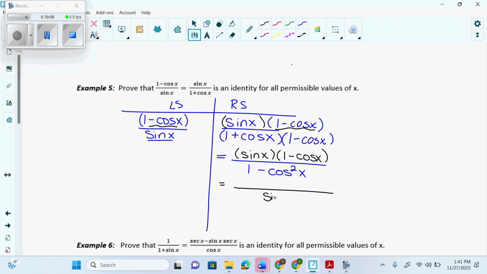So we're going to get sine squared x here. And then on the top we have sine x times 1 minus cos x. And we get 1 minus cos x over sine x. And then they match. LS equals RS.